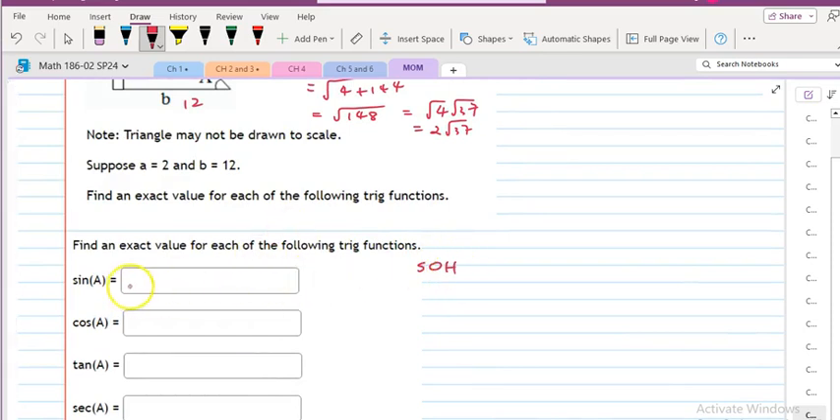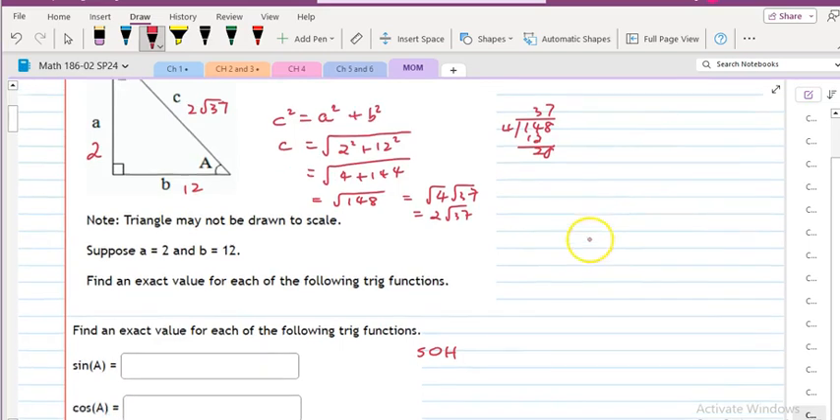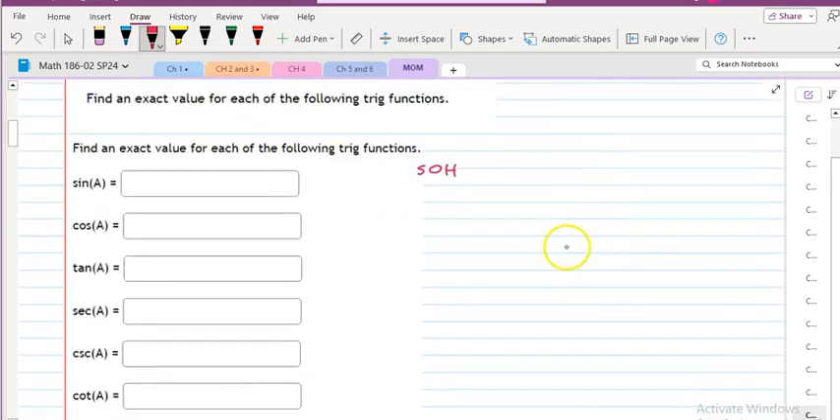So sine A is SOH, right? Relative to A, what is the opposite? I'm going to draw it here: 2, 12, 2 root 37, because I can't see it over there. And this is A. Sine A would be O over H, so it's 2 over 2 root 37. The 2 can cancel, so it's 1 over root 37.